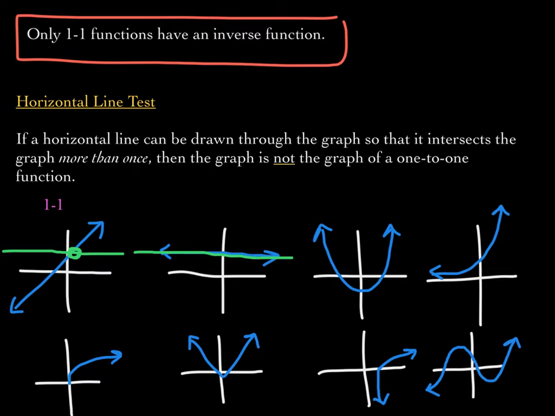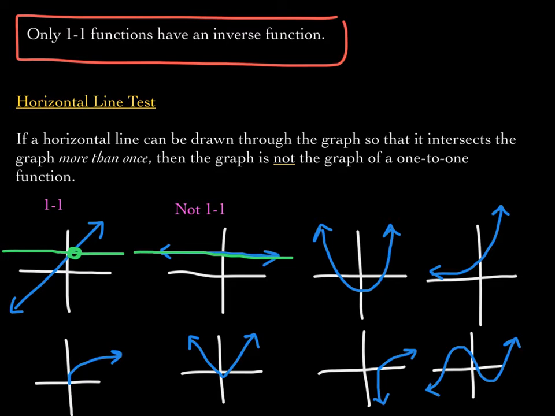So this one is not one-to-one, okay? The only linear function that is not one-to-one is the constant function, basically the horizontal line. Every other linear function will be one-to-one. Basically, if it's a diagonal line, it's the graph of a one-to-one function. But if it's a horizontal line, it's going to fail the horizontal line test. It's not one-to-one.